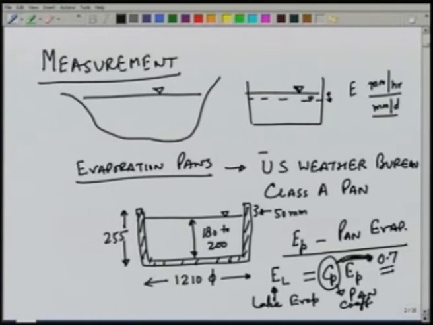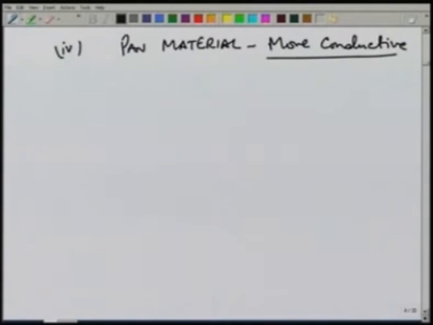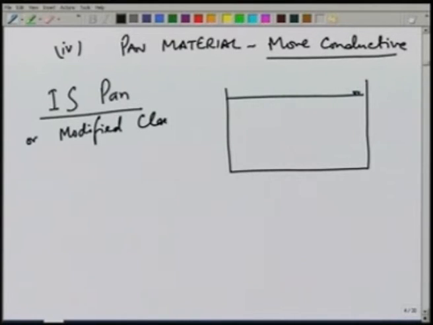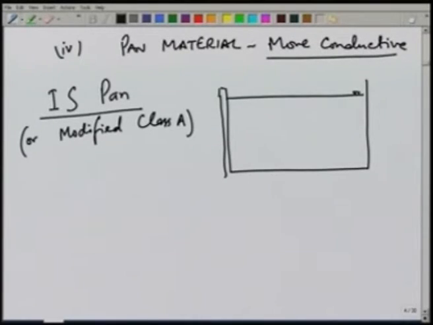In India, there is a modification in this US Weather Bureau class A pan. It has been slightly modified, and we use a pan which is known as the Indian Standard pan, or modified class A pan. So, the class A pan which was used by the US Weather Bureau was slightly modified by the Indian Standard Institute. Dimensions are very similar. So, we have a dimension of 1220 instead of 1210.